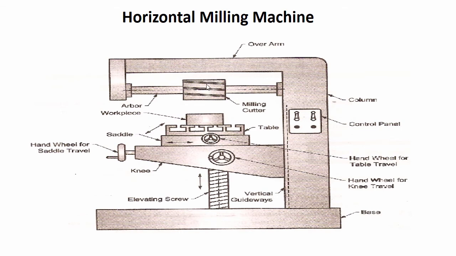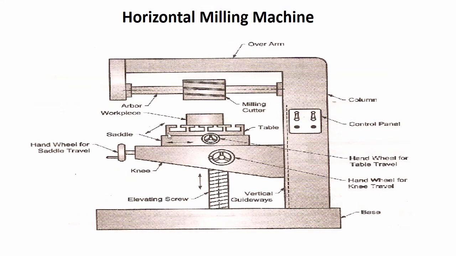In some operations you are supposed to rotate the tool about a horizontal axis, whereas in some operations you are required to rotate it about a vertical axis. So if you want to perform the operation with a horizontal axis of rotation of the tool, those are all going to be done on the horizontal milling machine.